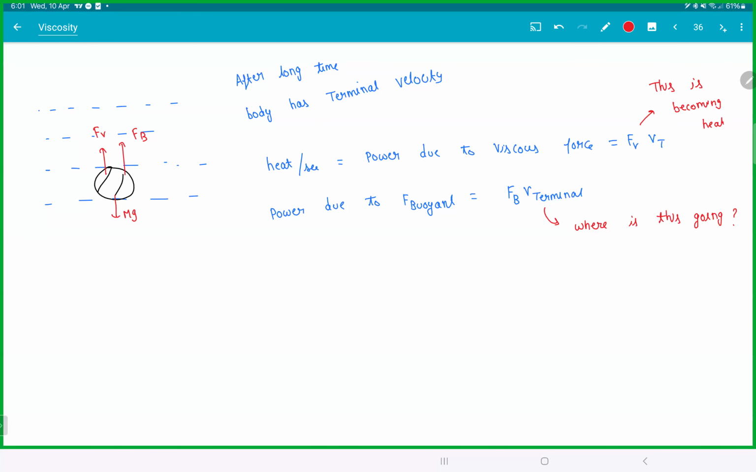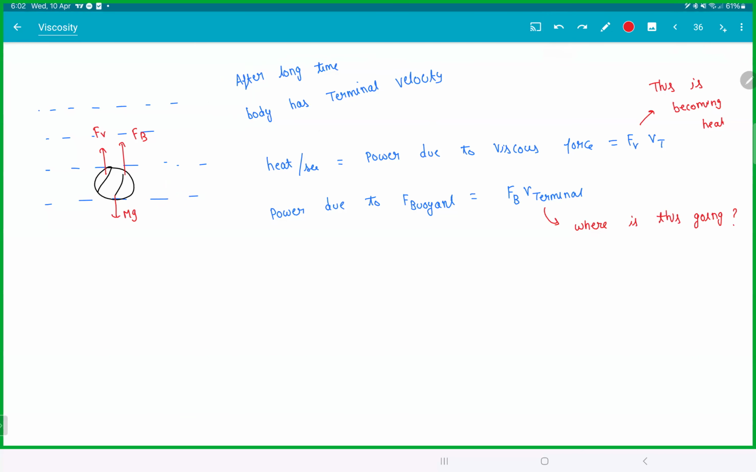The shape doesn't change, it's a rigid body, used to convert KE to PE. But the velocity is constant, right? The terminal velocity has been reached. Kinetic energy is not increasing. Aryan, velocity is constant, kinetic energy is not increasing. Let me tell you where it is going. You're asking at steady state: after a long time, the body has reached terminal velocity.